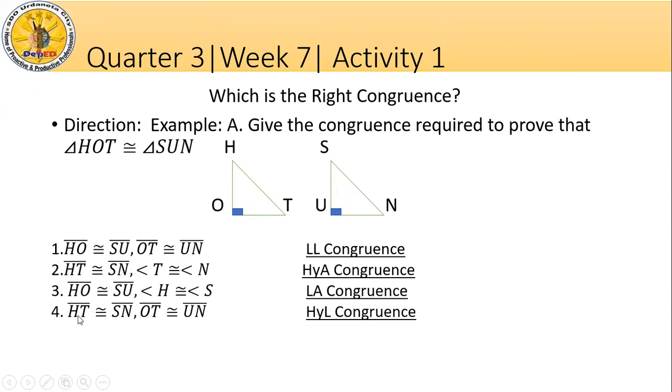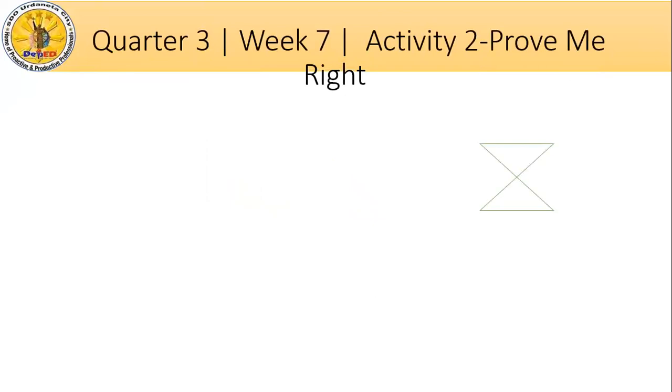And for the last example, HT is the hypotenuse congruent to hypotenuse SN. OT is a leg congruent to UN, which is another leg. So therefore, triangle SUN is congruent to triangle HOT by HL or hypotenuse-leg congruence. So you are going to write the kind of congruence theorem that describes the congruent parts here.